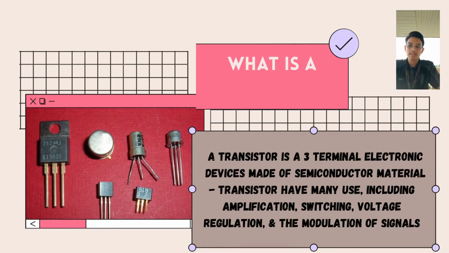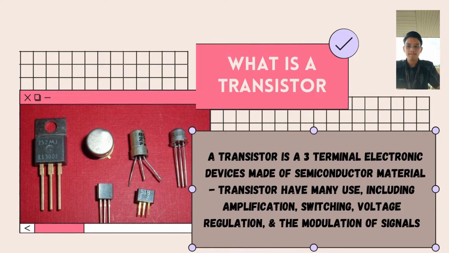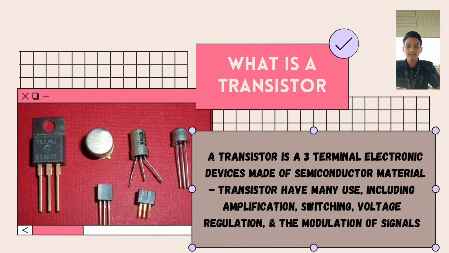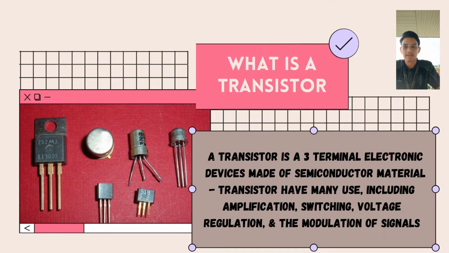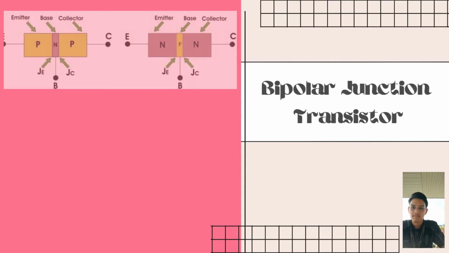Today I would like to present about what is a transistor. A transistor is a three-terminal electronic device made of semiconductor material. Transistors have been used as amplifiers, switches, voltage regulation, and modulation of signal.